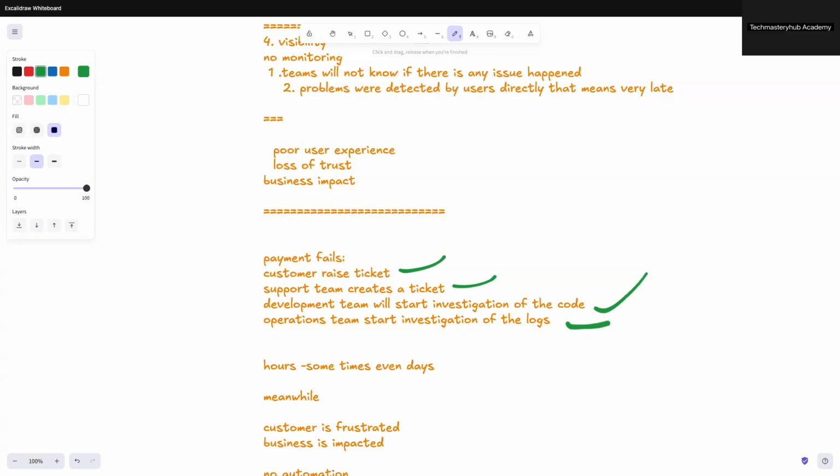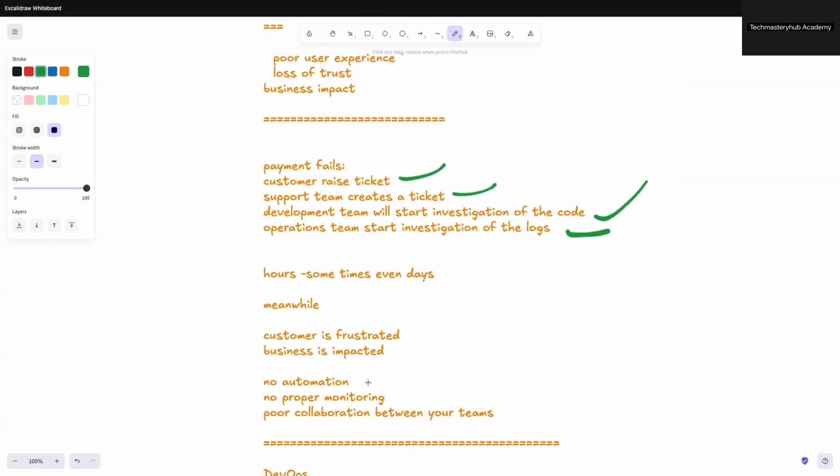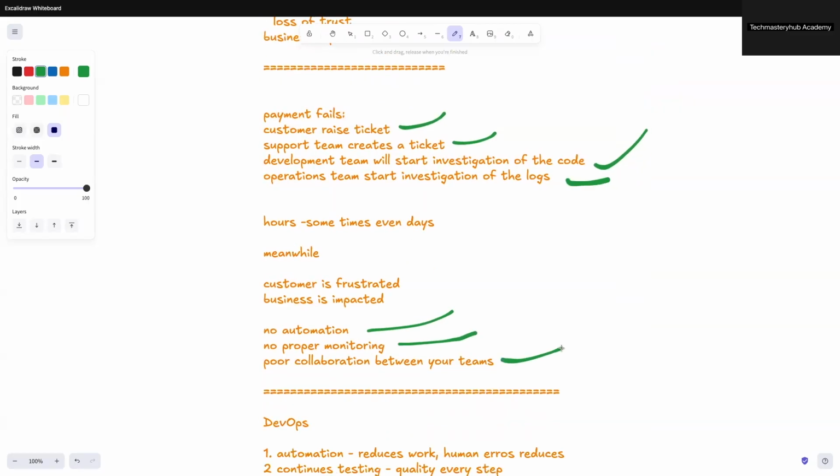This delay happens because there is no automation. There is no proper monitoring of the system and there is poor collaboration between your teams.